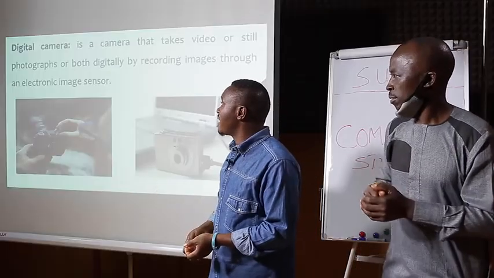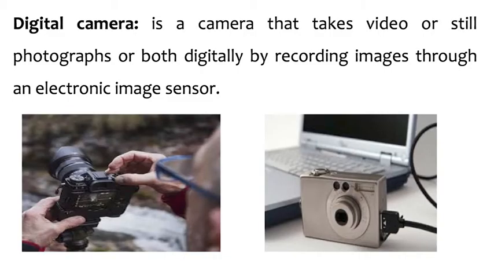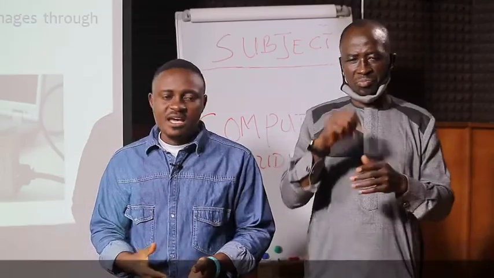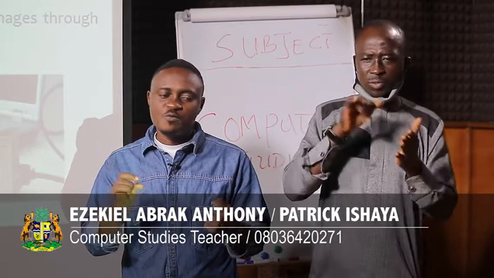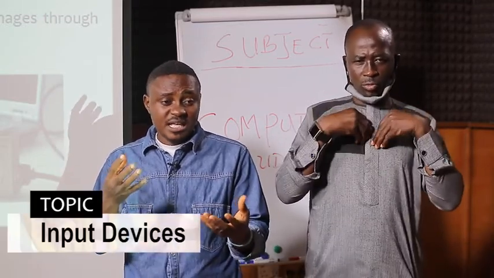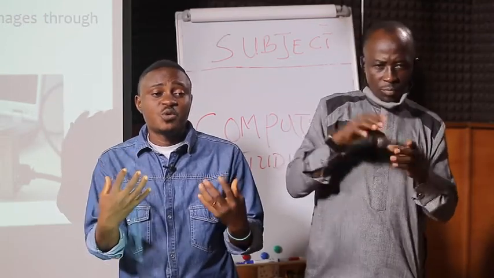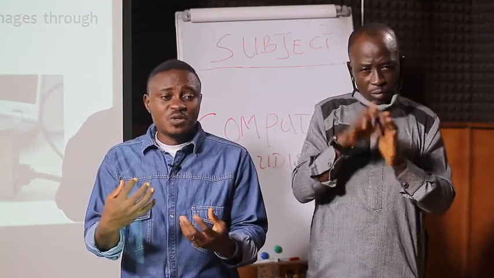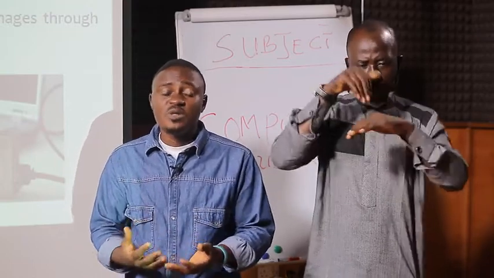We have the digital camera. The digital camera is a camera that takes video or still photographs, as digital images, by recording images through an electronic image sensor. And we also have pictures of digital cameras. We are very conversant with digital cameras that are used by photographers. How do they serve as an input device? They capture your picture, and your picture is eventually sent into the computer.